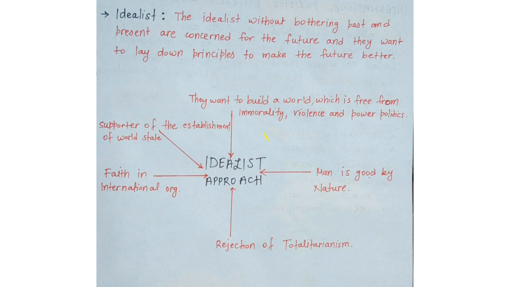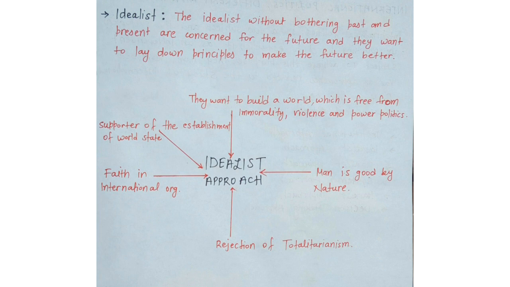That means the world should be based on morality and non-violence, and there should not be power and a struggle for power. And apart from that, there is rejection of totalitarianism. What does totalitarianism mean? It means the concentration of power in a few hands. They oppose totalitarianism. They are of the view that when there is a concentration of power in a few hands, misuse of this power is always possible, and the probability of misuse always remains. As the very famous quote says, power corrupts and absolute power corrupts absolutely.